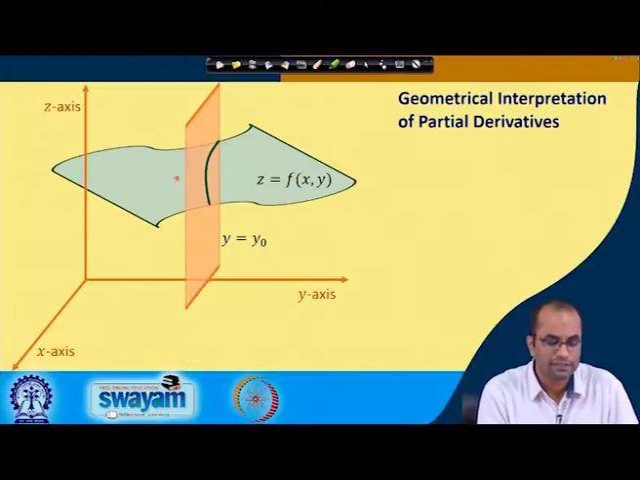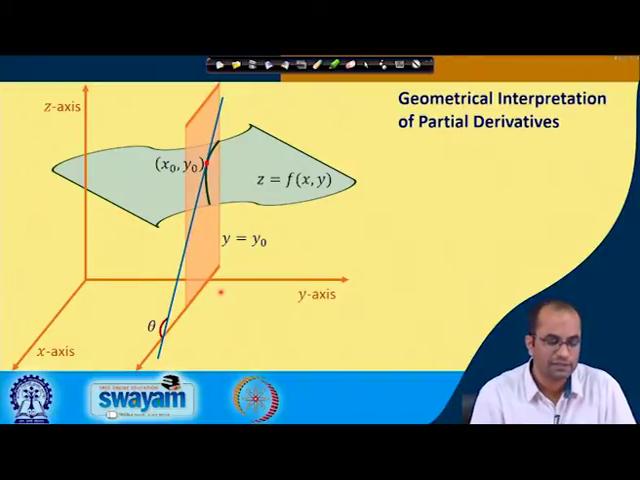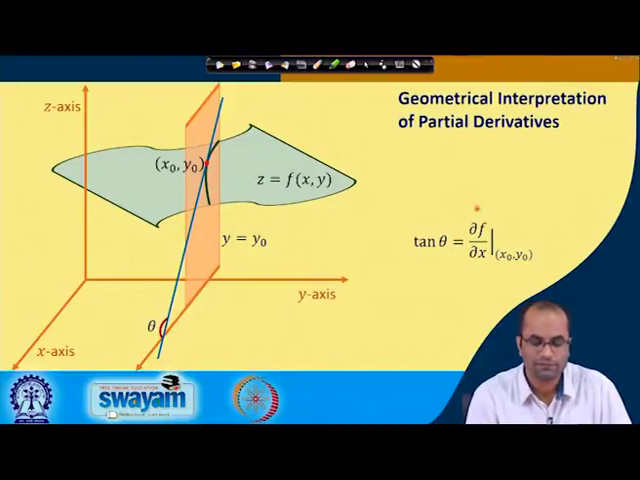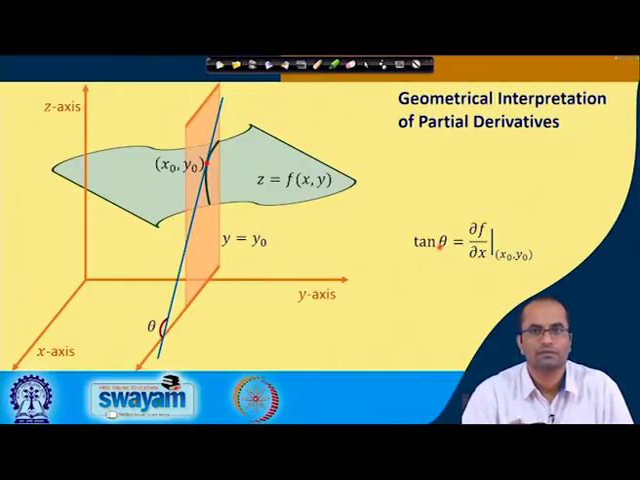If we cut this surface, then, as we can see here, there is a curve of intersection of this plane and the surface. On this curve, if we take a point, for example (x0, y0), and we are talking about the partial derivative with respect to x, then if we draw the tangent to this curve at this point and note the angle from the x axis, the tangent of this angle would be precisely the partial derivative of f with respect to x at (x0, y0). This is the same geometrical interpretation as we have for a function of one variable.